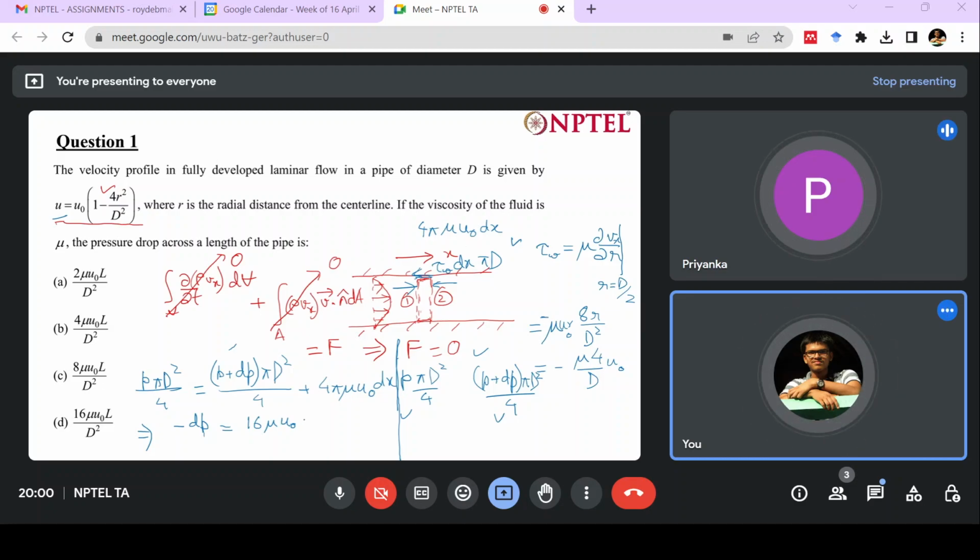So there, dx, u and d square, here dx divided by d square, right? Yes, sir. Okay. So this I have got for this element dx.